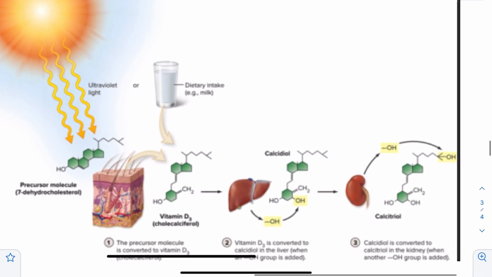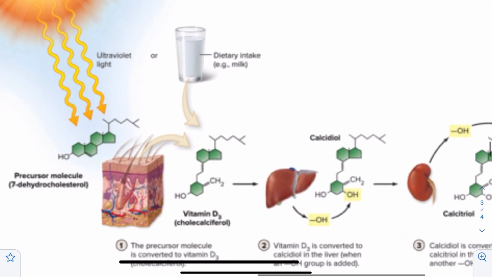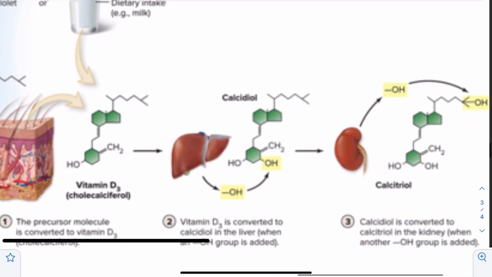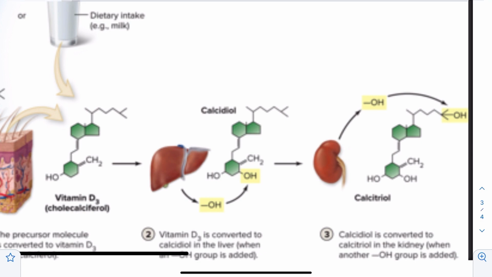So we are going to have a predecessor, and this is called 7-dehydrocholesterol. 7-dehydrocholesterol is going to get triggered by sunlight to make this other molecule, and this is called cholecalciferol. Cholecalciferol is going to travel in the blood, and it's going to go over to the liver, and the liver is going to turn it into calcidiol. Calcidiol is going to travel to the kidneys, and it's going to turn to calcitriol.